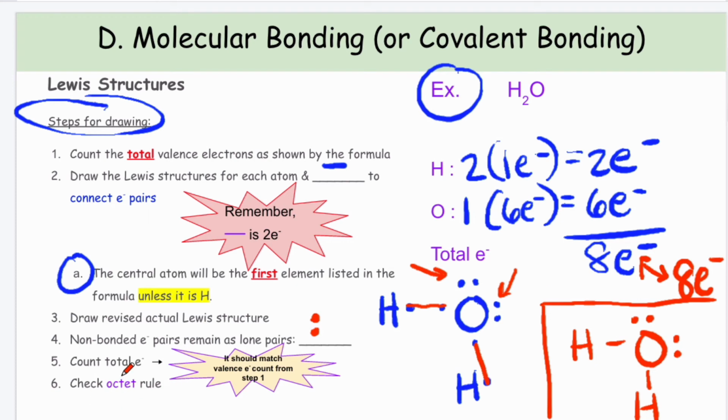It's a good idea also just to check the octet rule. Do our elements have a full octet? Now for oxygen, that means it needs 8 electrons around it. Well, it has 2 on top, 2 on right, 2 in the bond on the bottom, and 2 in the bond on the left, for a total of 8.